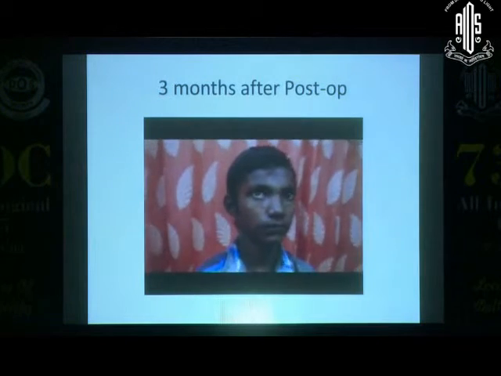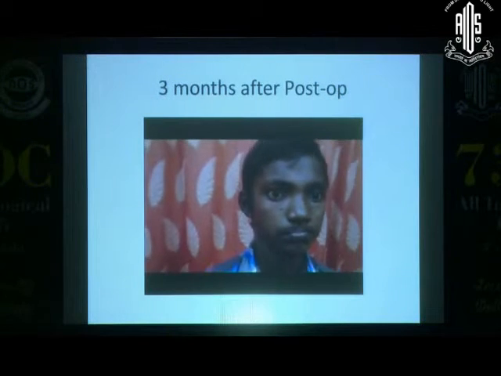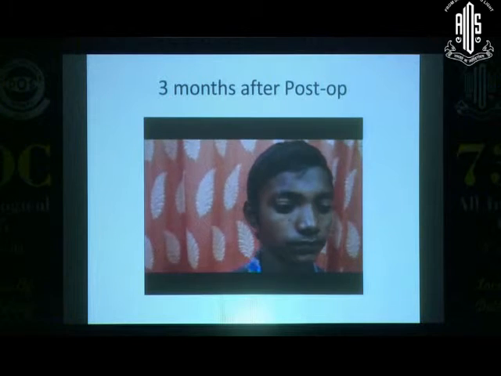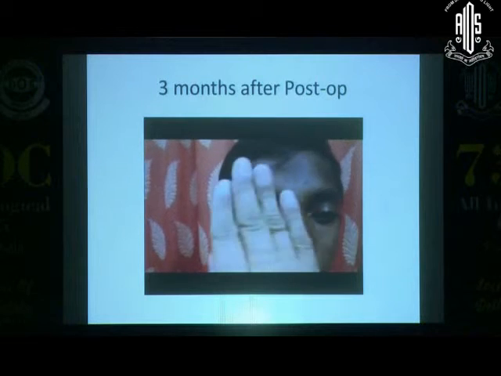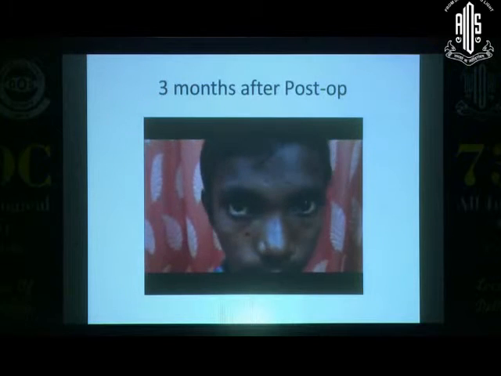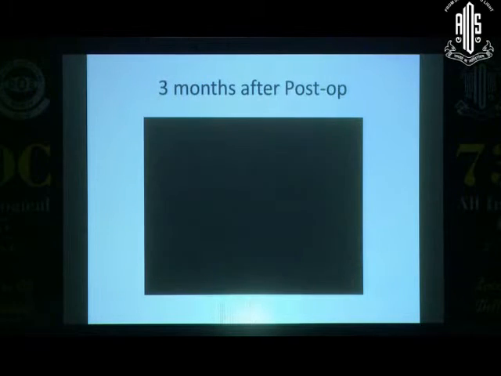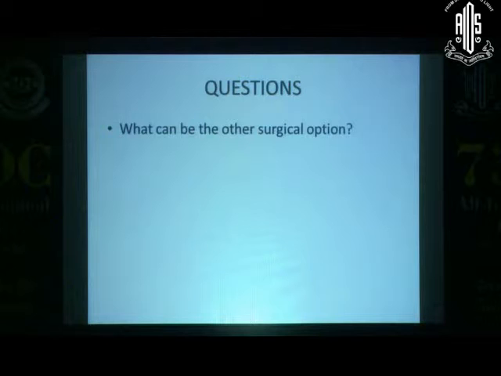Three months after post-op, almost full correction of abnormal head posture, but the residual XT is there in the right eye. Provisional diagnosis was made as infantile nystagmus syndrome with right eye exotropia with abnormal head posture more than 45 degrees with amblyopia. So my question to the panel: what can be the other surgical option in this case?